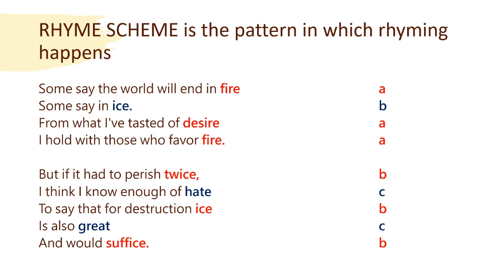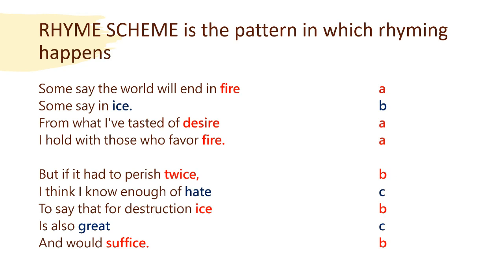You have hate. Hate is not rhyming with anything in the first stanza. So you give a C to it. Again, it is rhyming with great in the last but one line in the stanza. So you use a C. Okay, children, this is nothing but the pattern in which the rhyming happens.